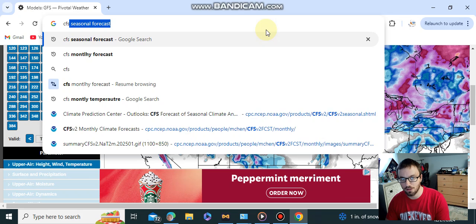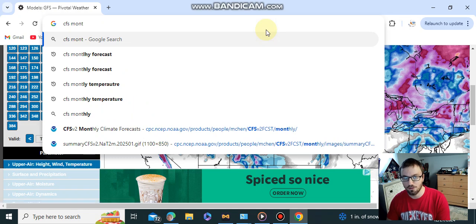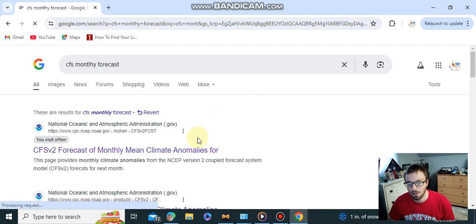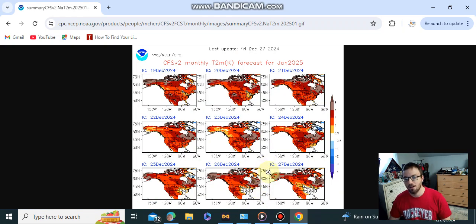But let us take a look at the CFS monthly forecast, and see if the CFS model is chipping away, and it does. It continues to chip away this January warmth. If you look at December 25th, there's a small opening there. On December 26th, it opens a little bit bigger and wider, more expansively. And then by December 27th, it again continues to etch away that warm air up to the northern plains and whatnot.